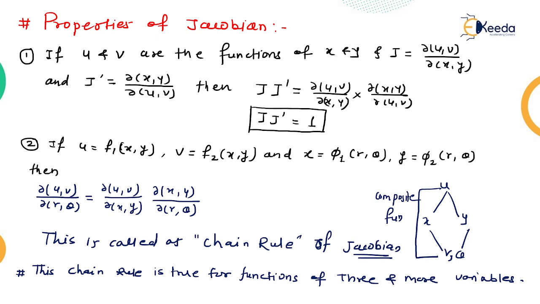By using this rule we can find the derivative of the composite function, or the Jacobian of the composite function. So this is property number second. Now let me discuss the next property, that is property number third.